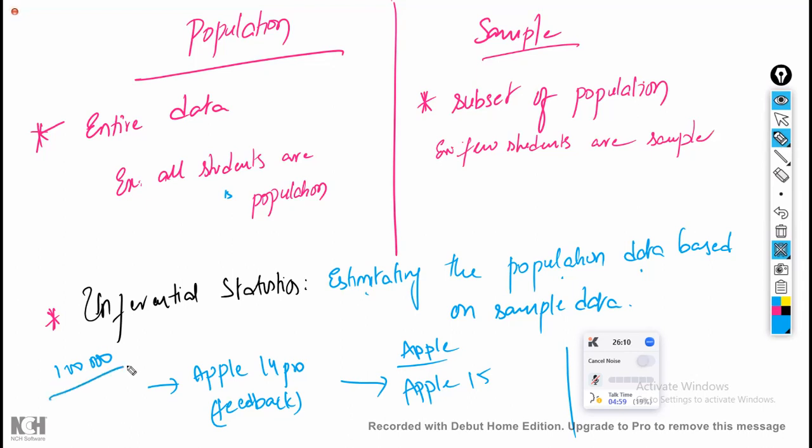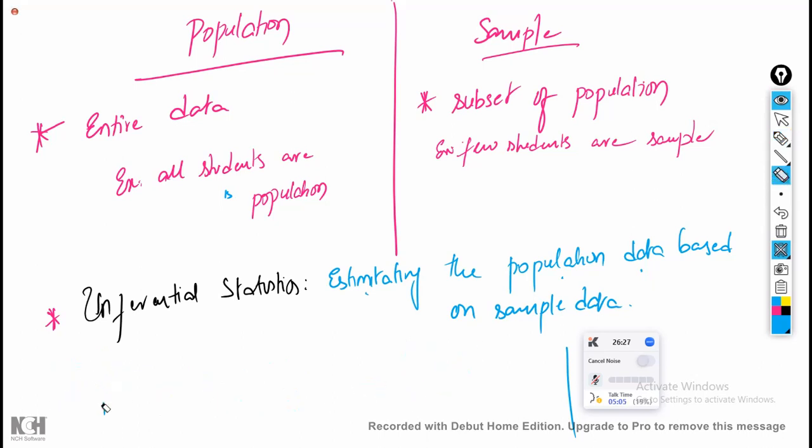Out of 1 lakh users, even if you get 99,999 replies, it is still considered only a sample. Population means the entire data. So in real life, getting this population data is impossible. In real life, we'll work only on the sample data, and based on the sample data only, we'll estimate the population data, right?